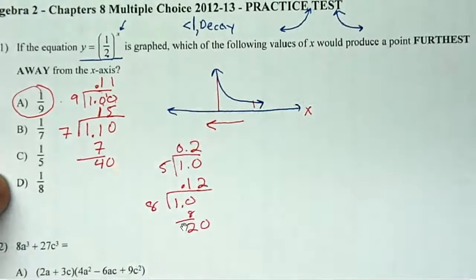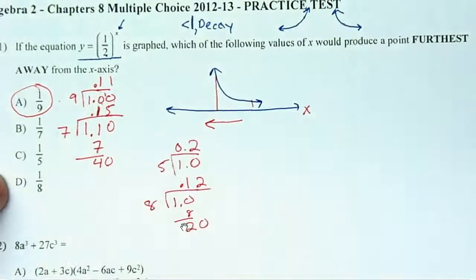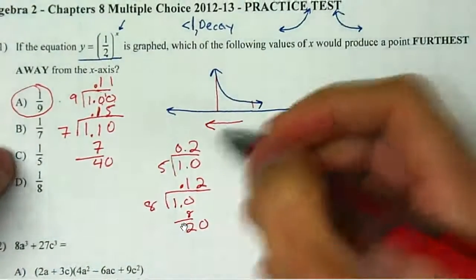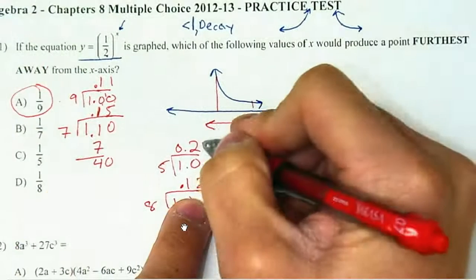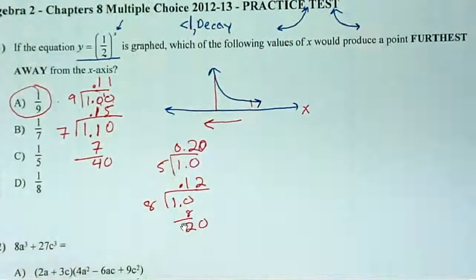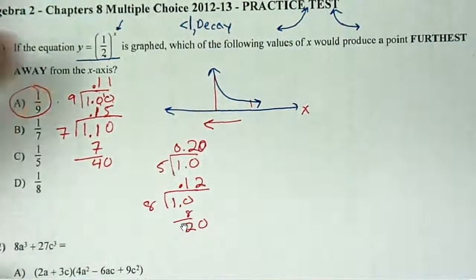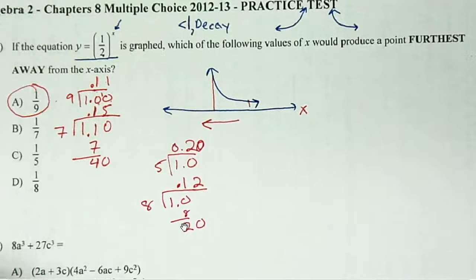Right, so just by doing long division, I can see that in decimal form, this one is 0.11, 0.15, 0.12, and 0.20, if you want to think of it like that. So which is the smallest number is obviously 0.11, so that's the furthest to the left.